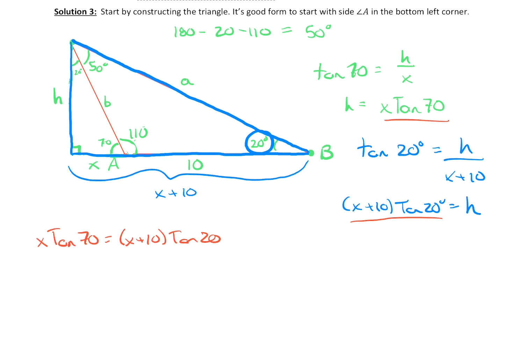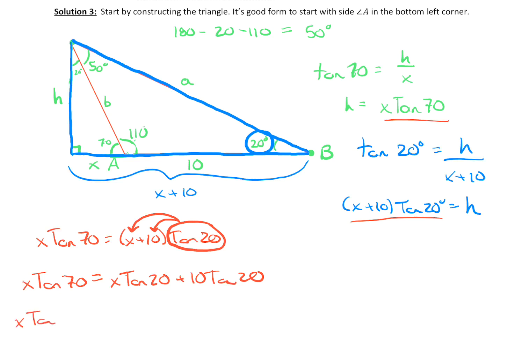Now, this tan 20 is one number, so think about it that way. It gets multiplied into the x and into the 10. So x tan 70 is equal to x times tan 20 plus 10 times tan 20. Now the idea here is we've got to get our x's together. So I have x tan 70, and then I'm going to subtract x tan 20 from both sides. And then I'm left with this 10 times tan 20.